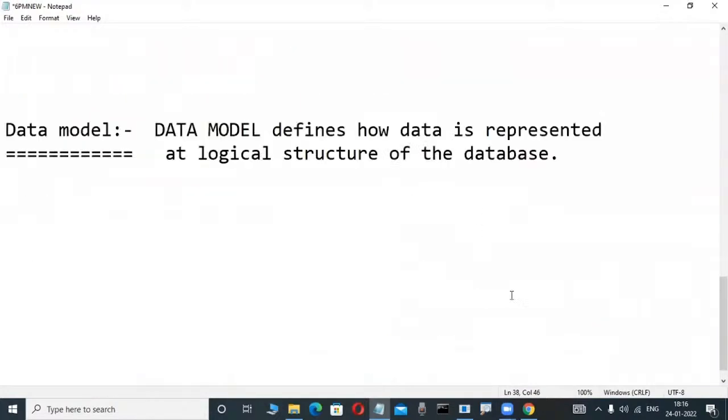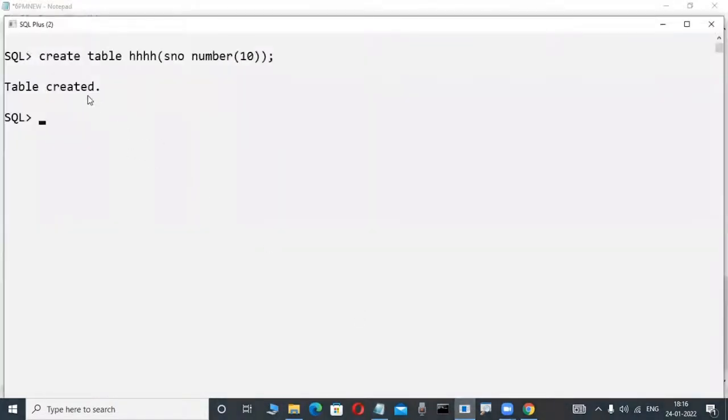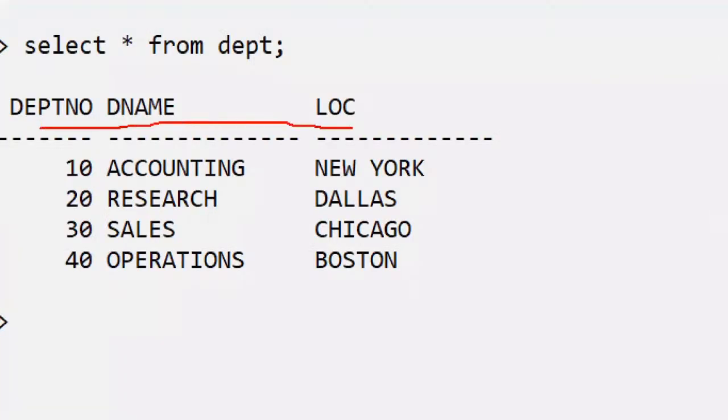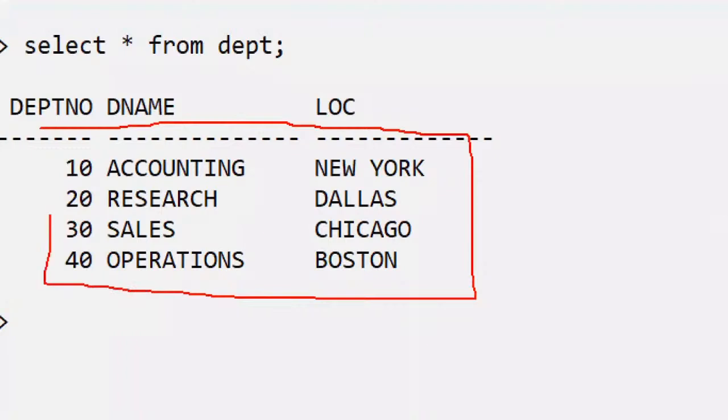Very good. Now in this database, how is data represented? In the format of records, and these collections of records are in matrix format. Whenever there is a logical structure, data is represented in a matrix format, rows and columns. That is a data model: how data is represented at a logical structure.